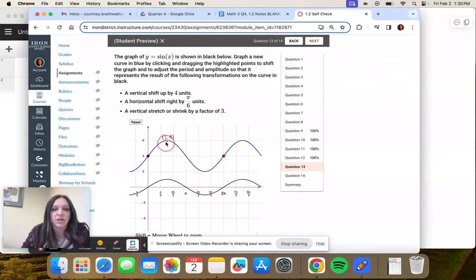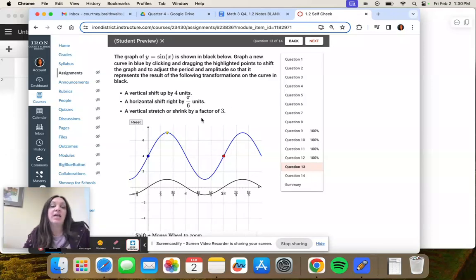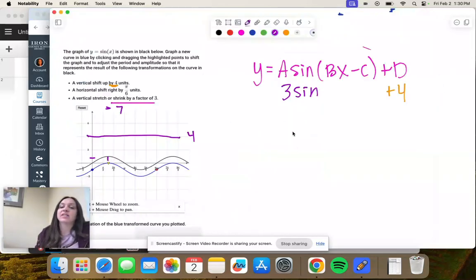So this yellow one moves it up. We're at 7. Look at my y-axis. And then it's down at 1. The period stays. It doesn't say anything about the period, so I'm not touching the red dot. But there is a horizontal shift right by pi/6.